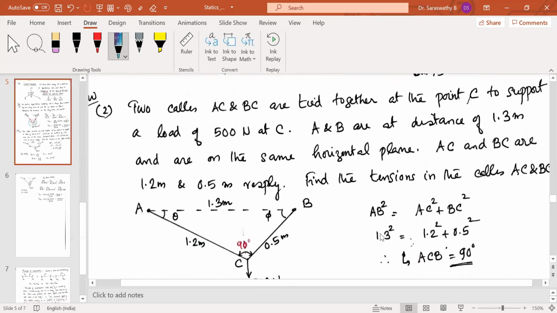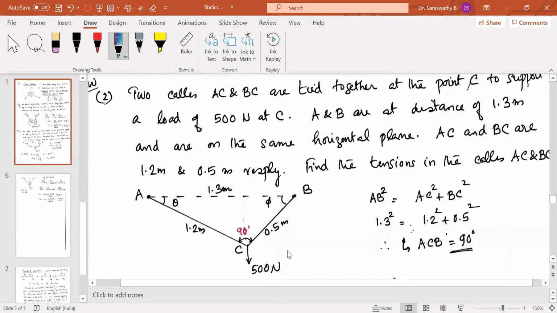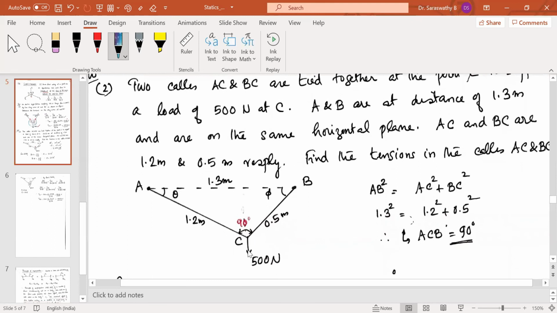So, somewhat similar to the previous example. Two cables, say AC and BC, are tied at the point C. In all engineering problems, you have to sketch the figure first. Once you sketch the figure, mark the angles and mark the weights, it will be easy to solve. So AC and CB are tied at C, and a load of 500 Newton is hanging at C.